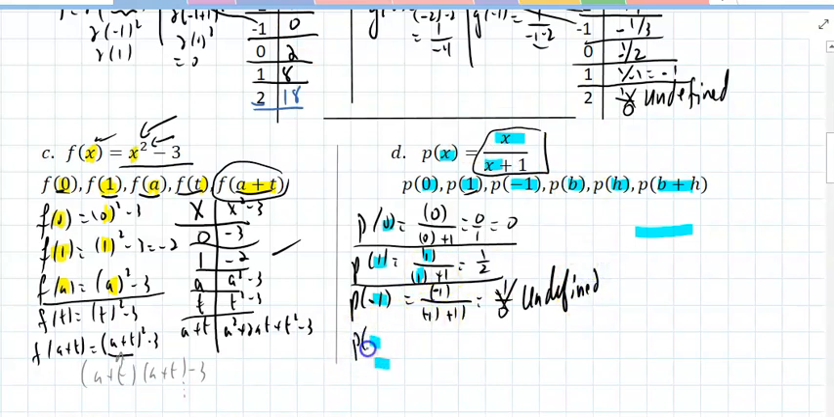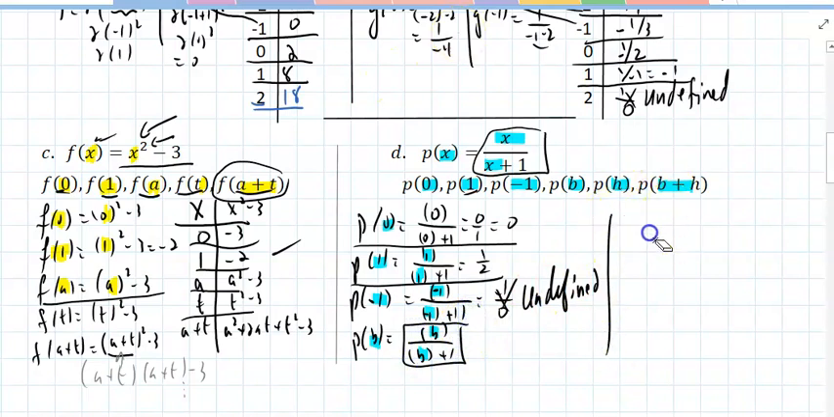And what is p of b? That is b over b plus 1. And that's my answer. Doesn't mean much. And what is p of h? That is h over h plus 1. Again, doesn't mean much.